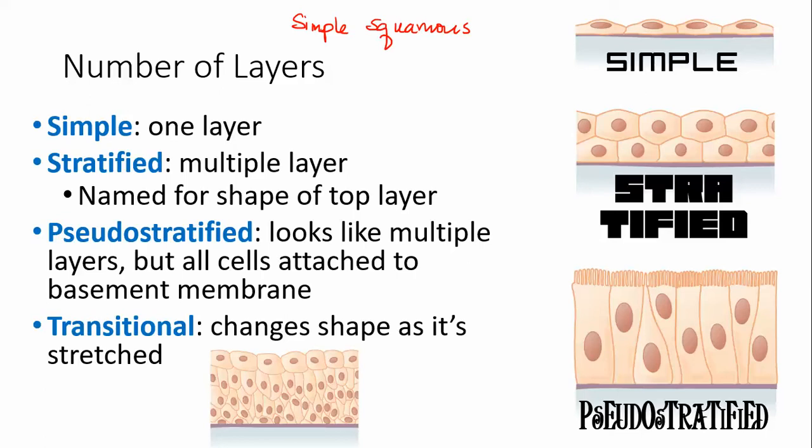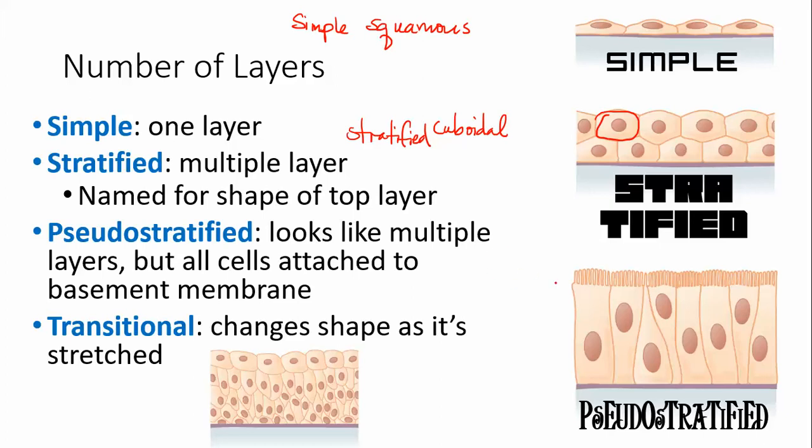Now, when you have something that's stratified, that means there are multiple layers, and you generally name for whatever the shape of the top layer is, that shape of the cell. So in this guy, these are kind of cuboidal because they're about as wide as they are tall, and so these will be cuboidal. But since there is more than one layer, it will be stratified cuboidal. So what's most common in your body is stratified squamous, a lot of layers of squamous cells. What is rarer is stratified cuboidal, and even more rare is stratified columnar. You don't tend to see that very often.